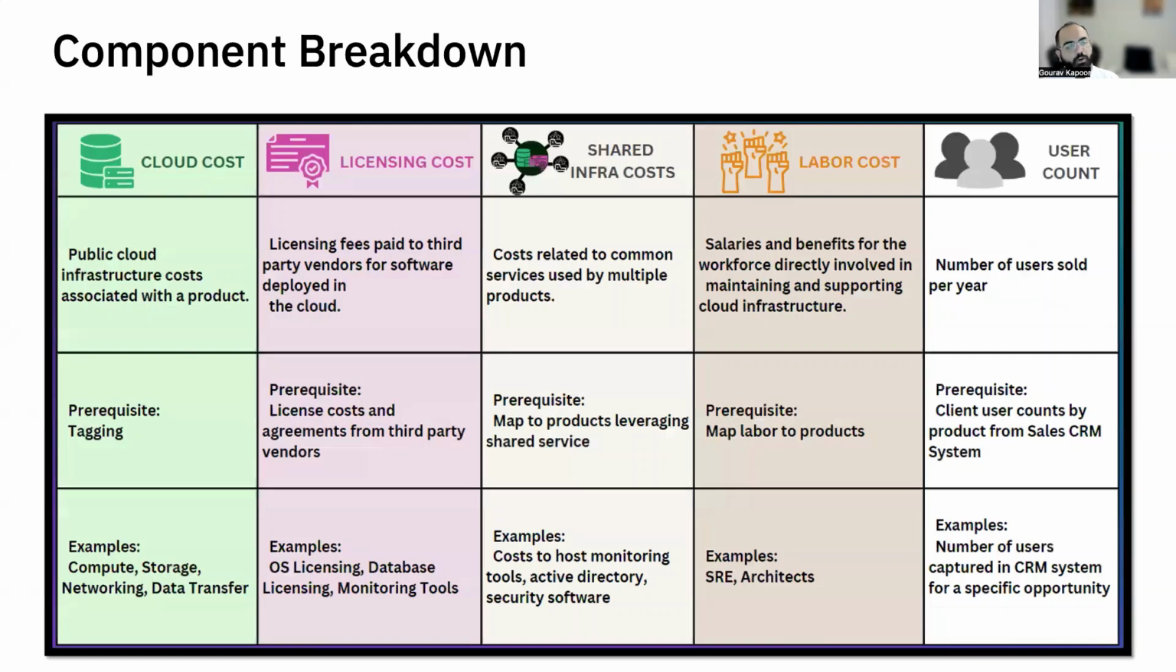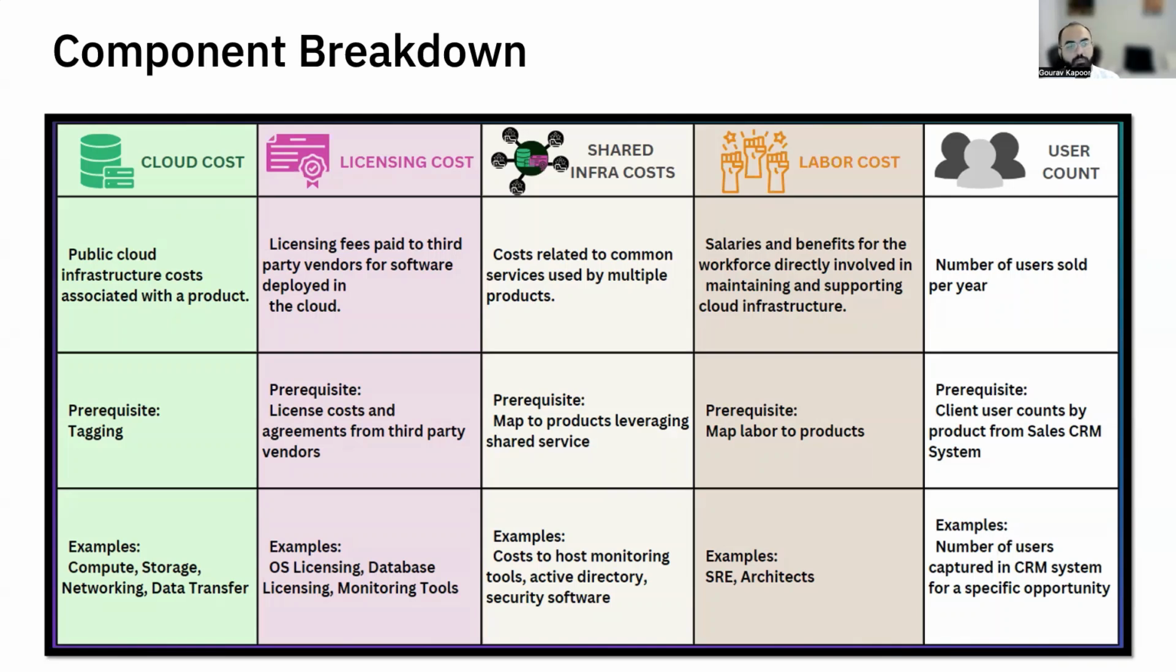Now, this component breakdown essentially talks a little bit deeper around each of those components I quickly touched upon. If you see some of the examples in licensing cost, at the bottom of it, it says OS licensing, database licensing, or monitoring tools. If you're using some monitoring tools, for example SolarWinds, or, I don't know, AppDynamics, right? So you'll be paying some sort of monitoring tool licensing cost in these scenarios.